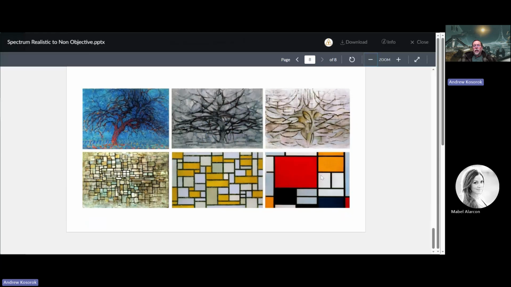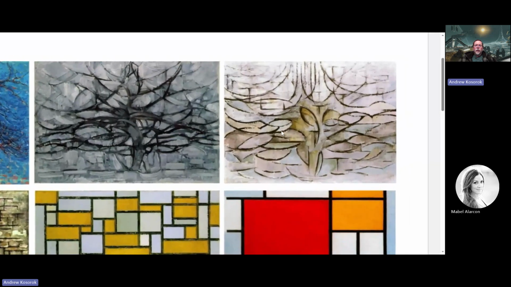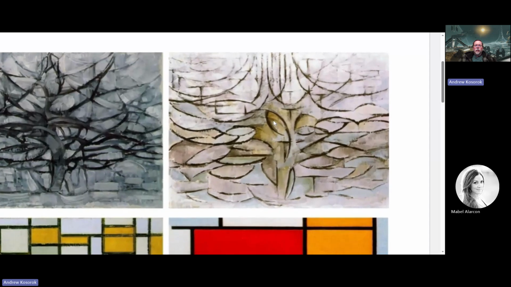It looks like just lines and blocks of color, and that's it. And this is the kind of span that I want everybody to be thinking about. I don't want you to do this, though, for the sculpture. I want you to start looking at this one right here. This is the third tree in the series.